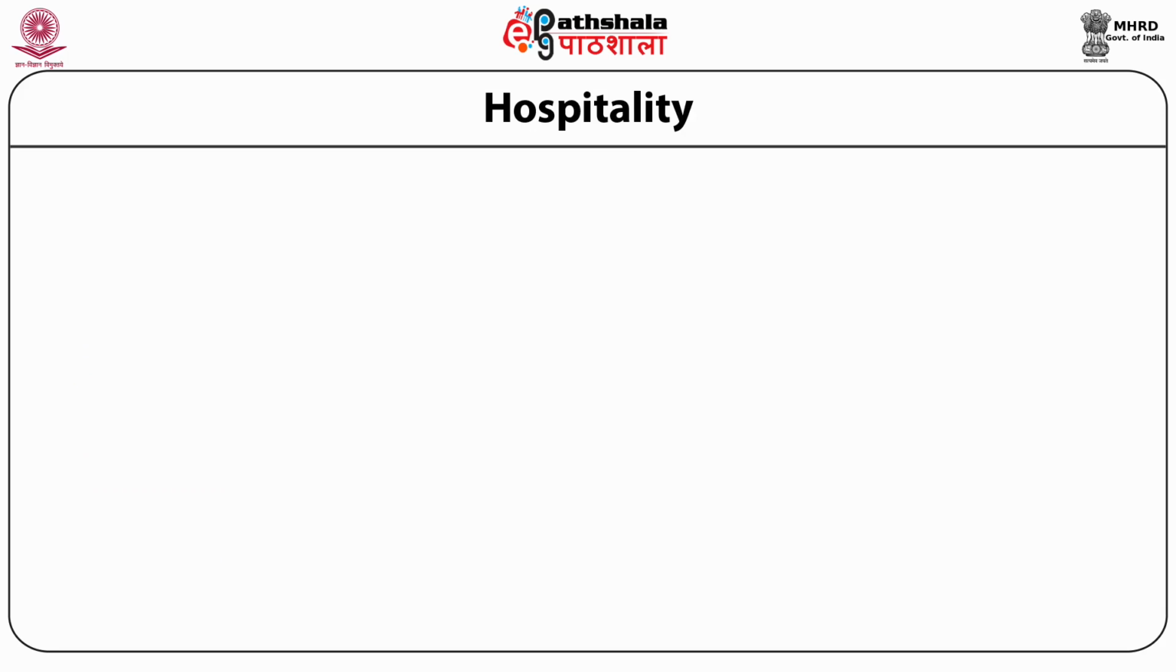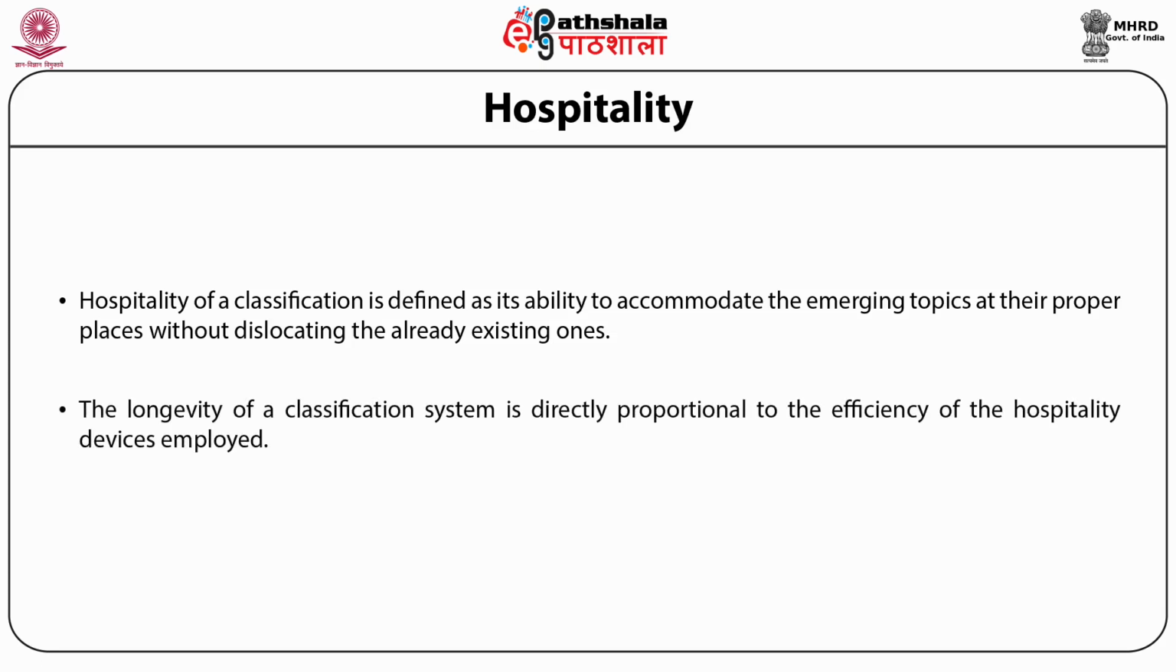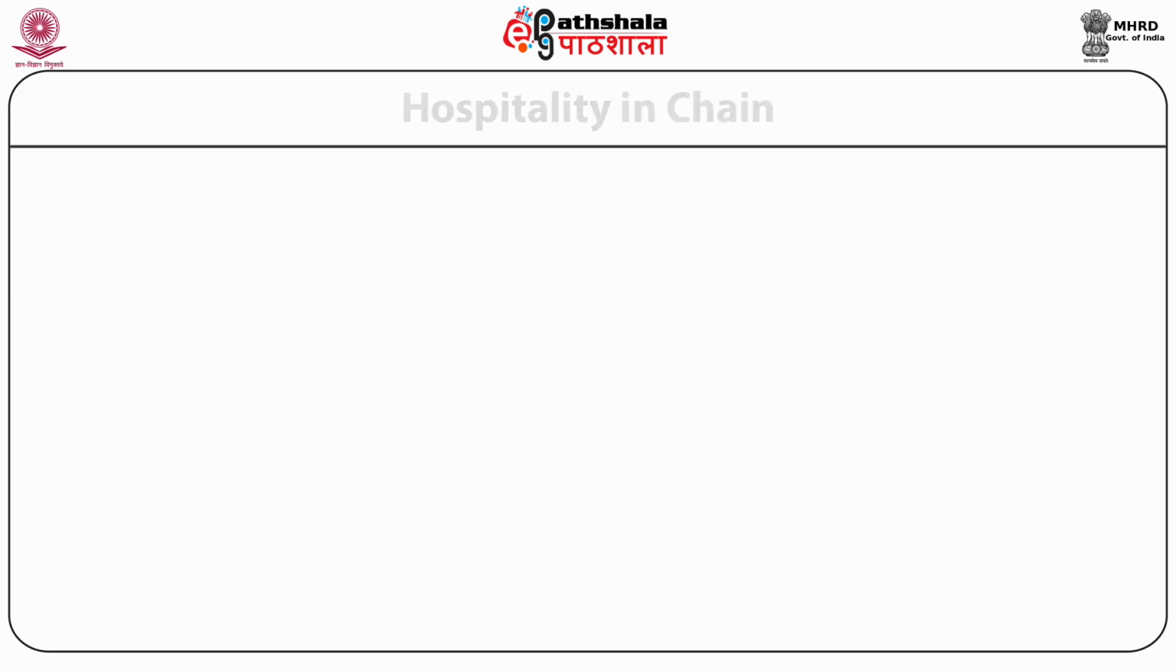Hospitality is very important. Without hospitality, no classification can survive. But what is hospitality? Hospitality of a classification is defined as its ability to accommodate the emerging topics at their proper places without dislocating the already existing ones. The longevity of a classification system is directly proportional to the efficiency of the hospitality devices employed. Mostly, hospitality is provided through many flexibilities already made available in the notation of the DDC. So DDC notation is quite flexible and it is hierarchical. That's why it can accommodate many subjects at their proper places when they emerge in future.